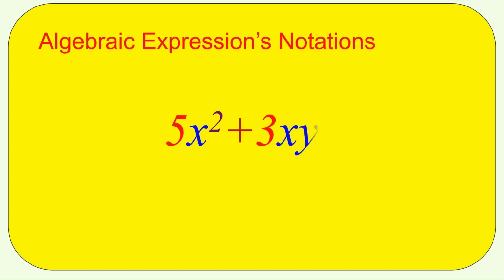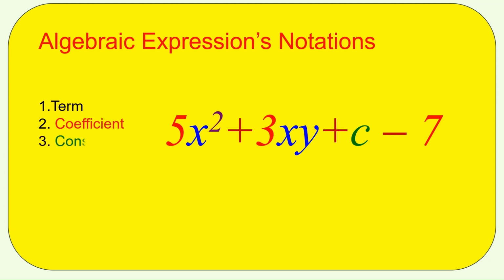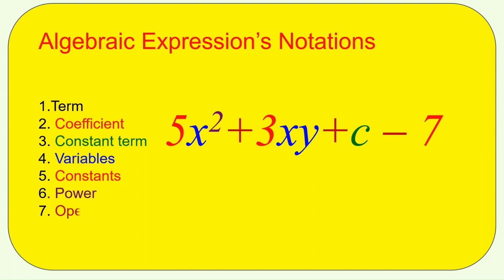Notations for algebraic expression. As we learn, 7 types of names are given depending on their roles, like 1. Term, 2. Coefficient, 3. Constant term, 4. Variables, 5. Constants, 6. Power, 7. Operator.